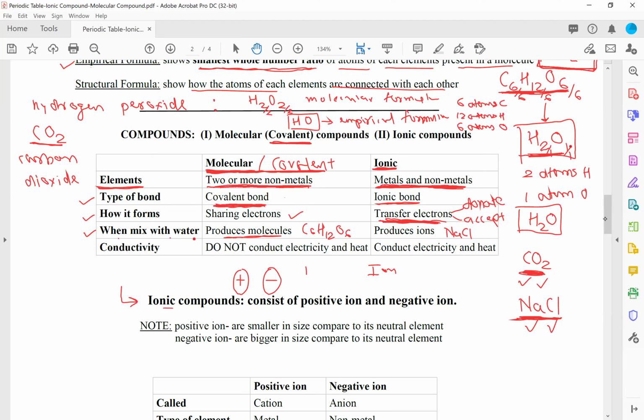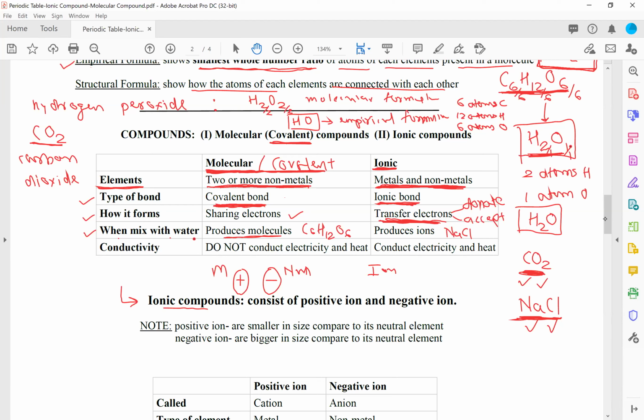Generally the ionic compound is composed of a metal element, which is always carrying a plus charge, and a non-metal element, which is always carrying a negative charge. Because of the attraction between positive and negative charge, they are held together. That's why we call it an ionic bond. There is a strong attraction between the positive ion and the negative ion. The metal element is going to form a positive ion. The non-metal element is going to form a negative ion.